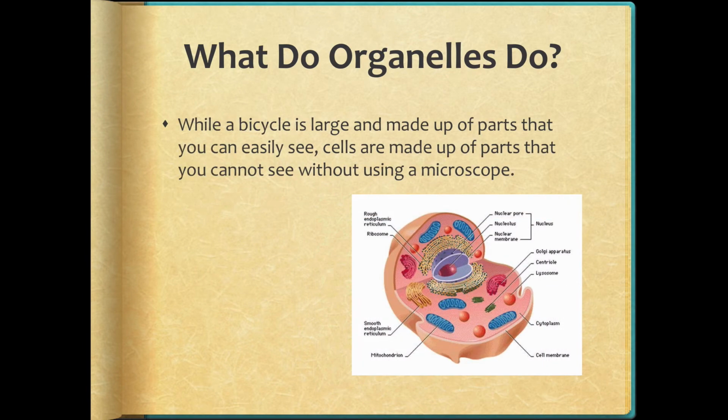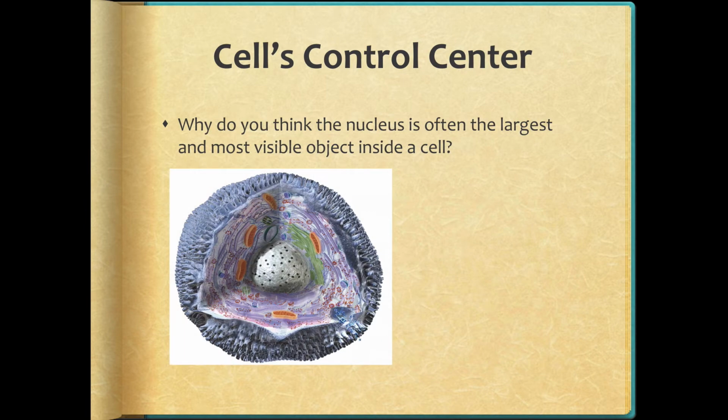While a bike is large and made up of parts that you can easily see, cells are made up of parts that you cannot see without using a microscope. Each organelle of the cell has a specific job to do, just like a bicycle. Why do you think the nucleus is often the largest and most visible object inside of a cell?